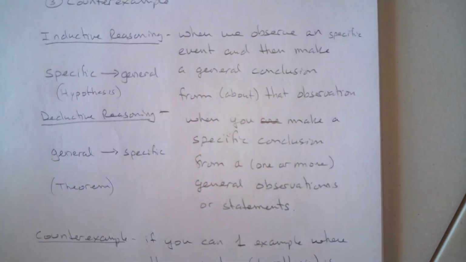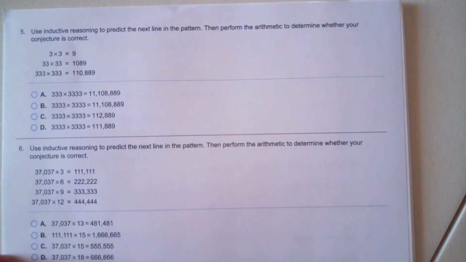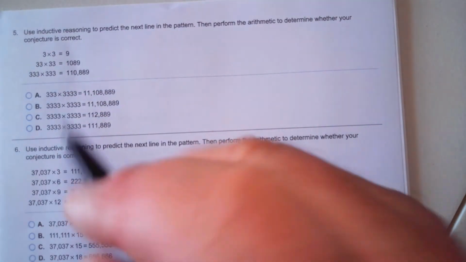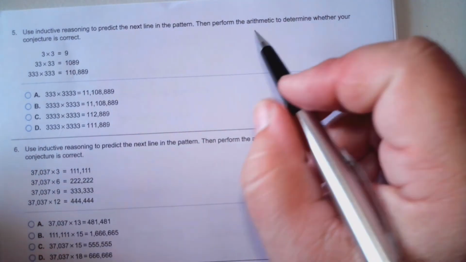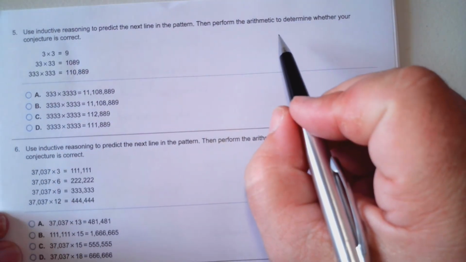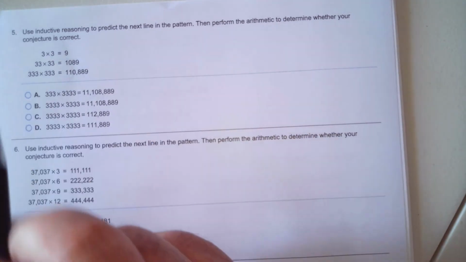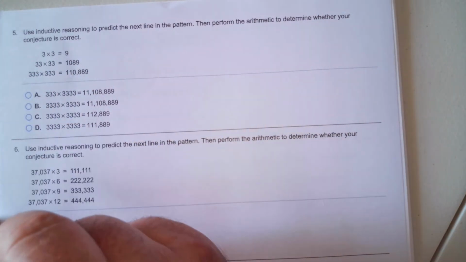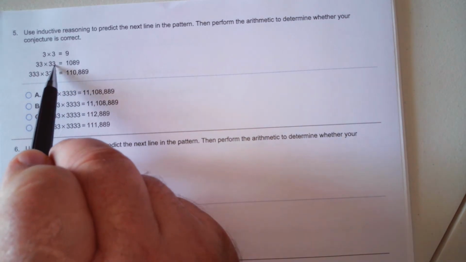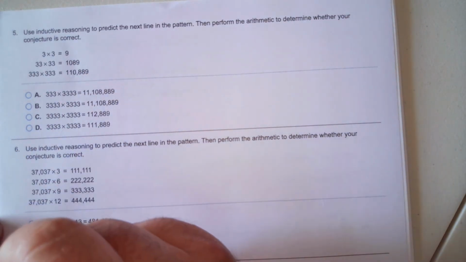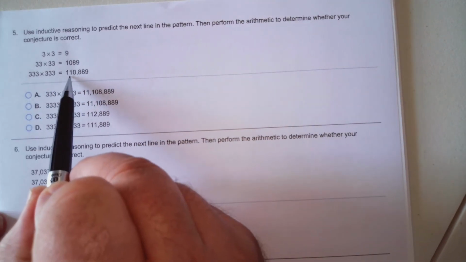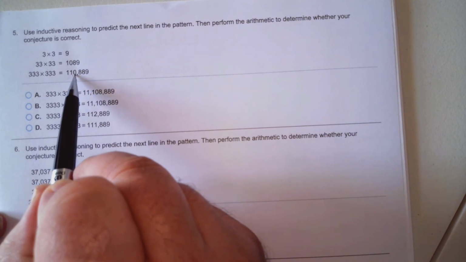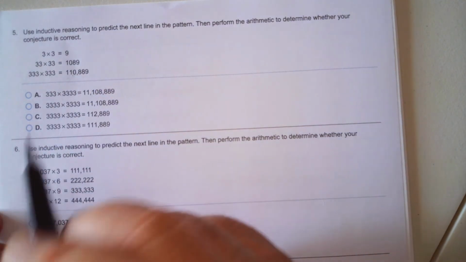Alright, let's look at the next set. Now use deductive reasoning to predict the next line of patterns. Then perform the arithmetic to determine whether the conjecture is correct. So 3 times 3 is 9. 33 times 33 is 1089. 123 times 123 is, we still have 110889. So what's the pattern here?